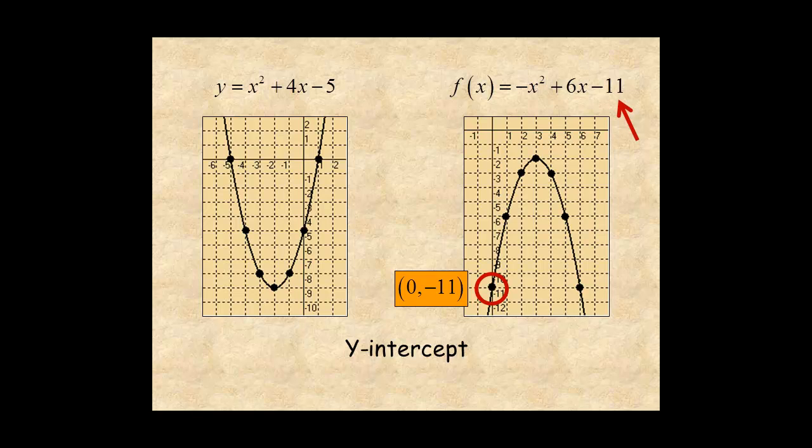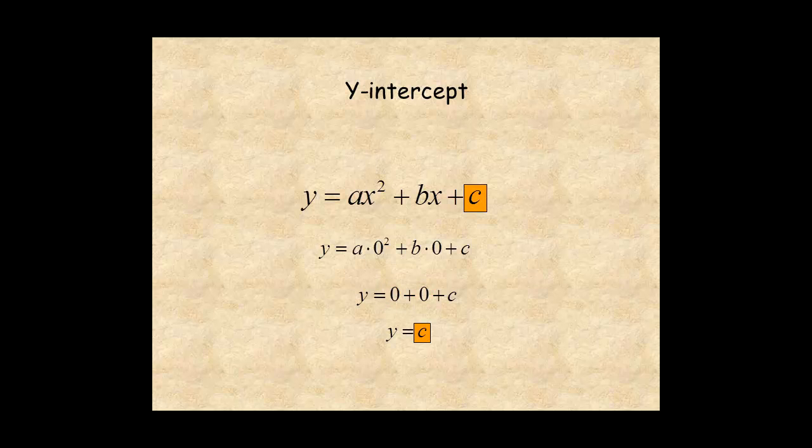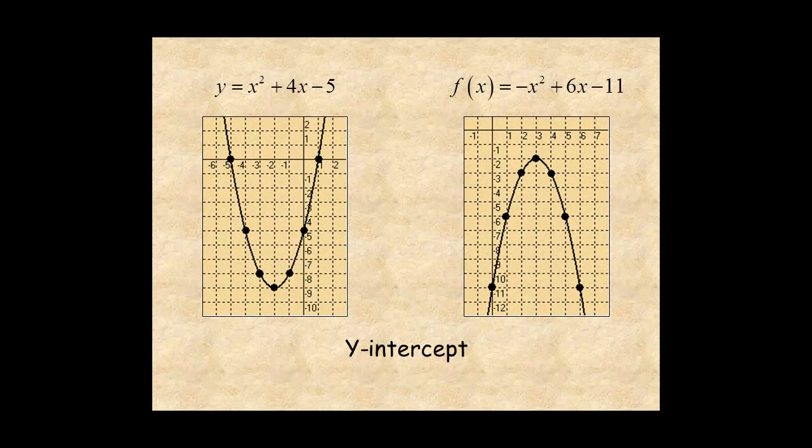This is easy to understand. Notice the x-coordinate of the y-intercept is 0. It's a point on the graph where x is equal to 0. So to find the y-intercept, evaluate the function for x equals 0. This makes the quadratic and linear terms equal to 0, and y is equal to the constant term. So the y-intercept of the graph is always equal to the constant term of the equation.